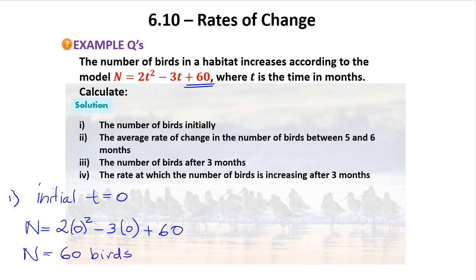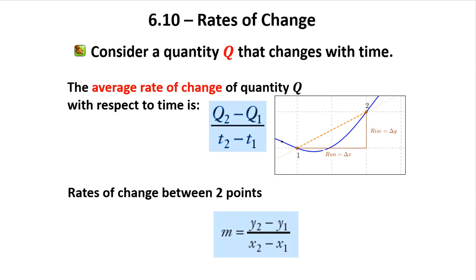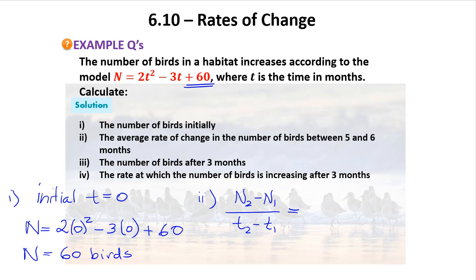So that's part 1. Part 2, the average rate of change between 5 and 6 months. Well, if I was going to work that out, the average rate of change would be the number of birds at 6 months, take away the number of birds at 5 months, all over the time at 6 months, which is just 6, take away the time at 5 months, which is 5, which is identical to this term we had here. I'm just rewriting that. So we'd have to work out the number of birds at 6 and the number at 5. Obviously the denominator here is just going to be 6 take away 5, which is going to be 1.